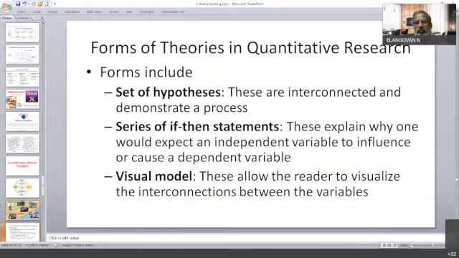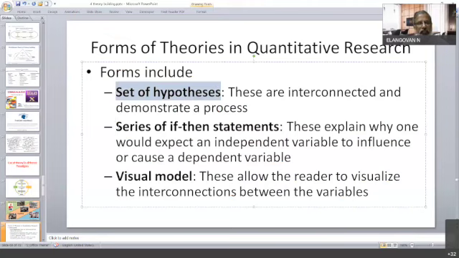So in quantitative research, set the hypothesis. Hypothesis may sometimes be an if-then statement, and you may connect them and you can test them, and that becomes the theory.